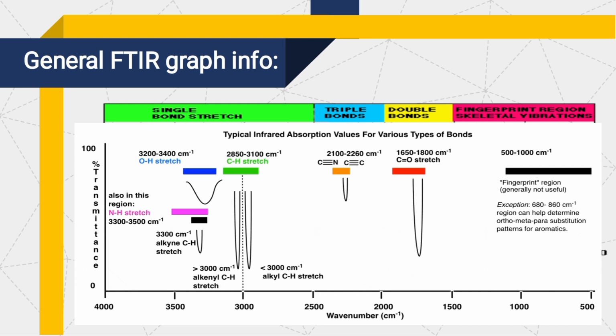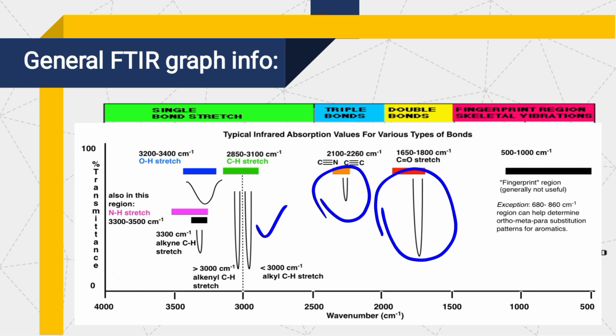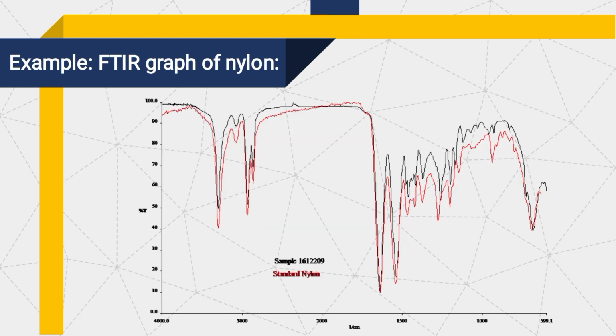General FTIR graph info. There are different regions in FTIR which give details about different types of functional groups: single bond stretch, triple bonds, double bonds, and fingerprint regions. All this information about the functional groups can be collected through FTIR. Here is an FTIR graph of nylon. The black line shows the sample, and the red line shows the standard or reference.